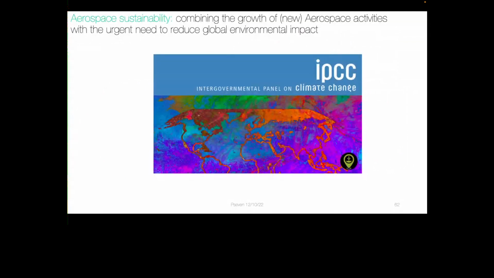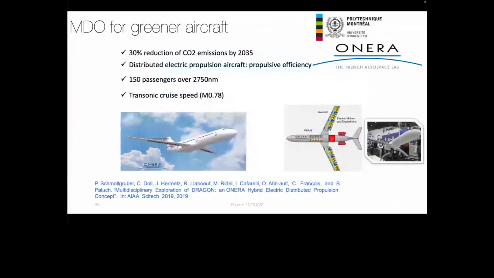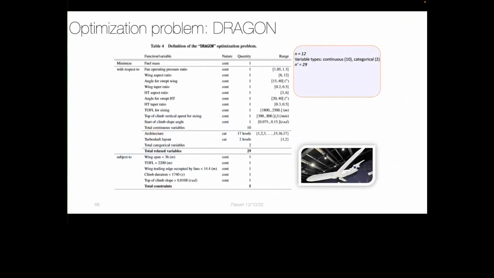We want to reach aerospace sustainability, and I will show you two examples, one in aircraft design and the second one in launcher design. The first one is on the Dragon project at ONERA, which has really hard constraints in CO2 reduction. We have these aircraft design tools adapted to Dragon, and we solve this optimization problem: minimize fuel mass with respect to all these continuous and categorical variables in order to obtain the final optimal design.